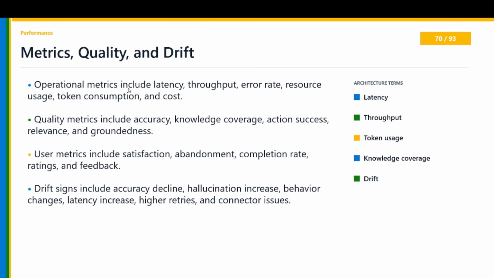First, the operational metrics that you should look at to measure performance include latency, throughput, error rate, resource usage, token consumption, and cost. Very, very important. These are the metrics for determining the performance of the entire agentic AI architecture. Then we have discussed the meaning of this under our architecture terms.